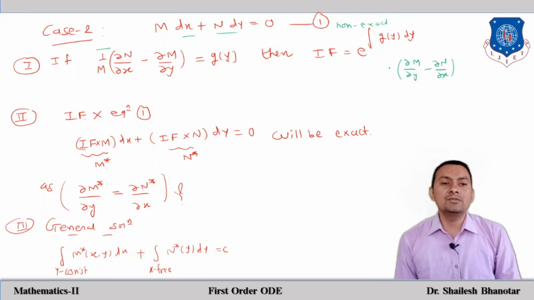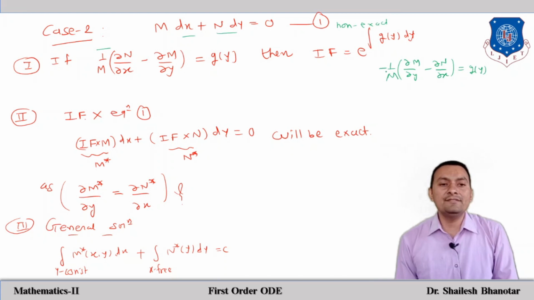So what I'm going to do: I write 1 by n. If it is not only a one variable function, say f of x, I will multiply by minus 1 by n, and if I get only a one variable function, say g of y, a function of one variable only, then our case number 2 will proceed.